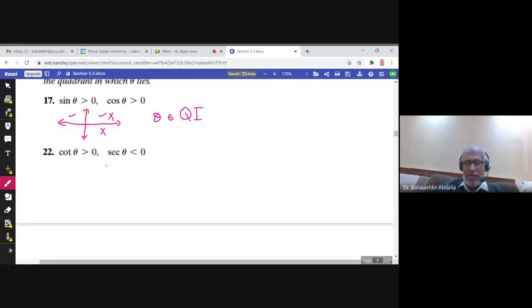Cotan is positive and secant is negative. Cotan is the reciprocal of tan. Tan is positive here and here. Secant is the reciprocal of cosine. Cosine is negative here and here. So the quadrant in which cotan is positive and secant is negative is the third quadrant. So theta here belongs to quadrant 3.